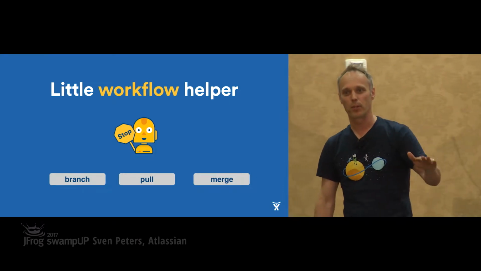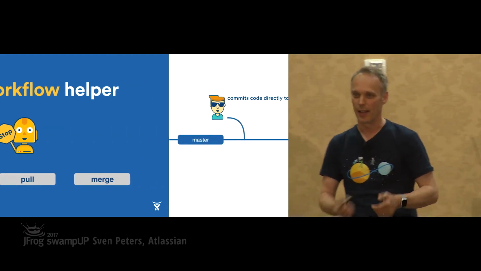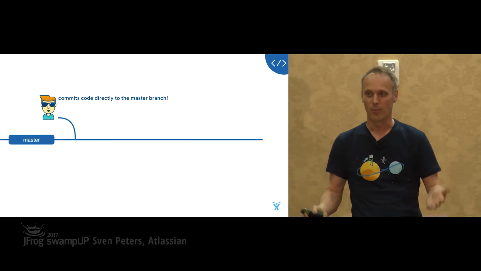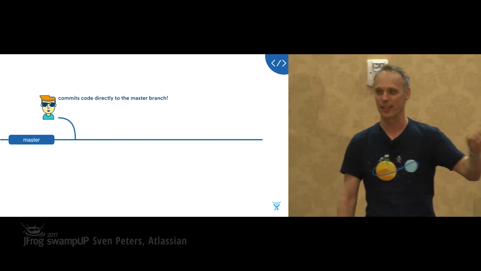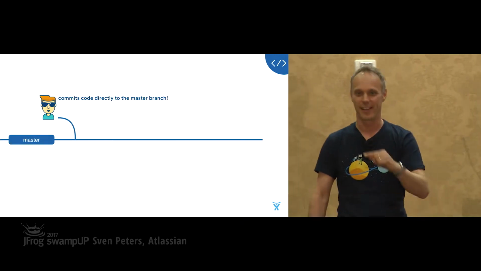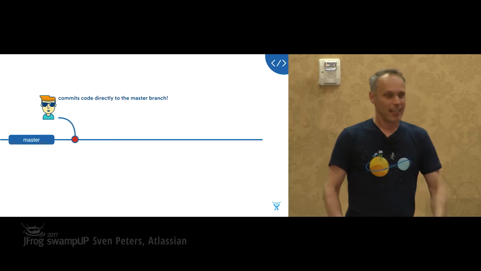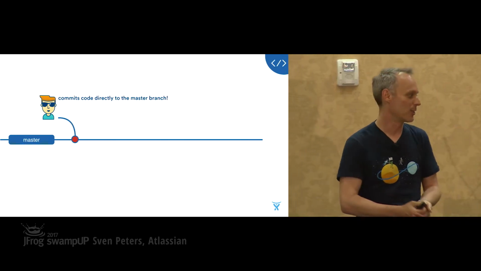Assume you have a new person on your team, and this person commits directly to the master branch. Well, this is not allowed at Atlassian. You're not allowed to commit directly to the master branch. You have to create a branch and work on that. But then all of a sudden, boom, the build is red. Ooh, what should we do?